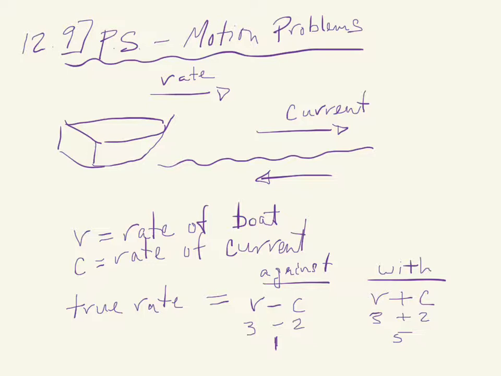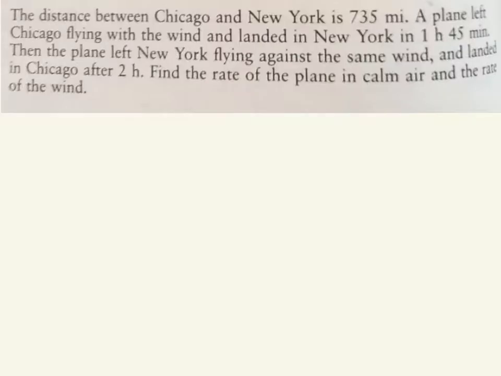Let's show you one that has to do with a plane and wind. The distance between Chicago and New York is 735 miles. A plane left Chicago flying with the wind, landed in New York in an hour and 45 minutes. Then the plane left New York flying against the same wind, landed in Chicago after 2 hours. Find the rate of the plane in calm air, and also find the rate of the wind.